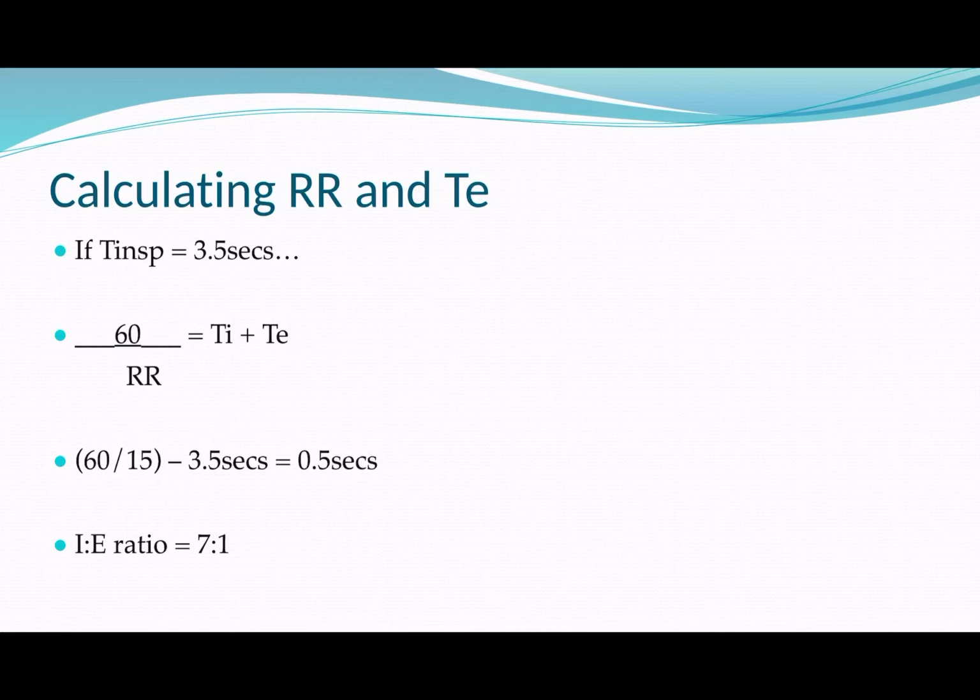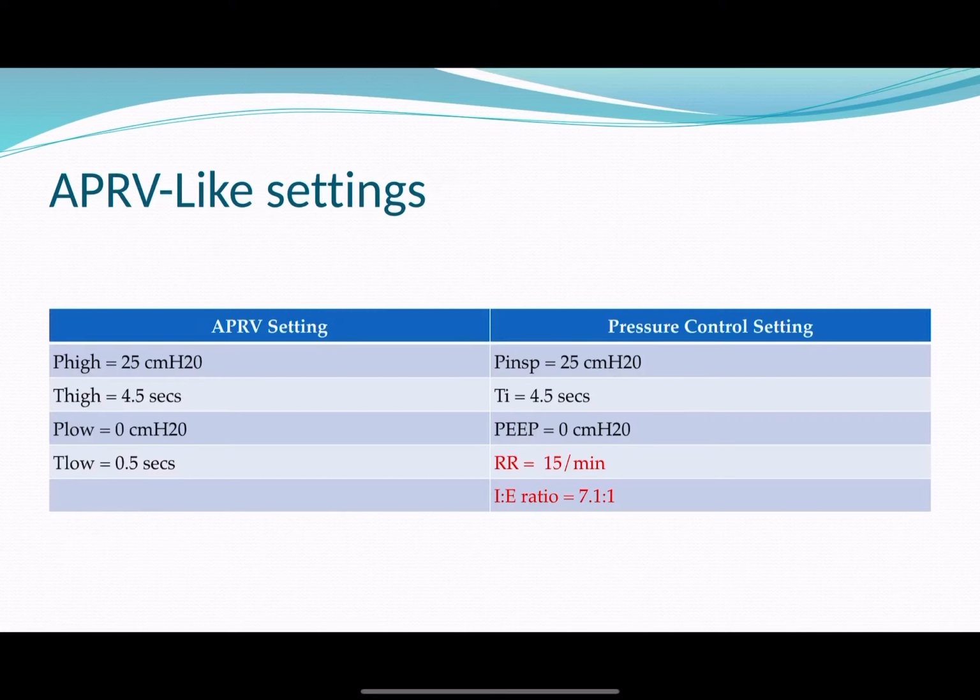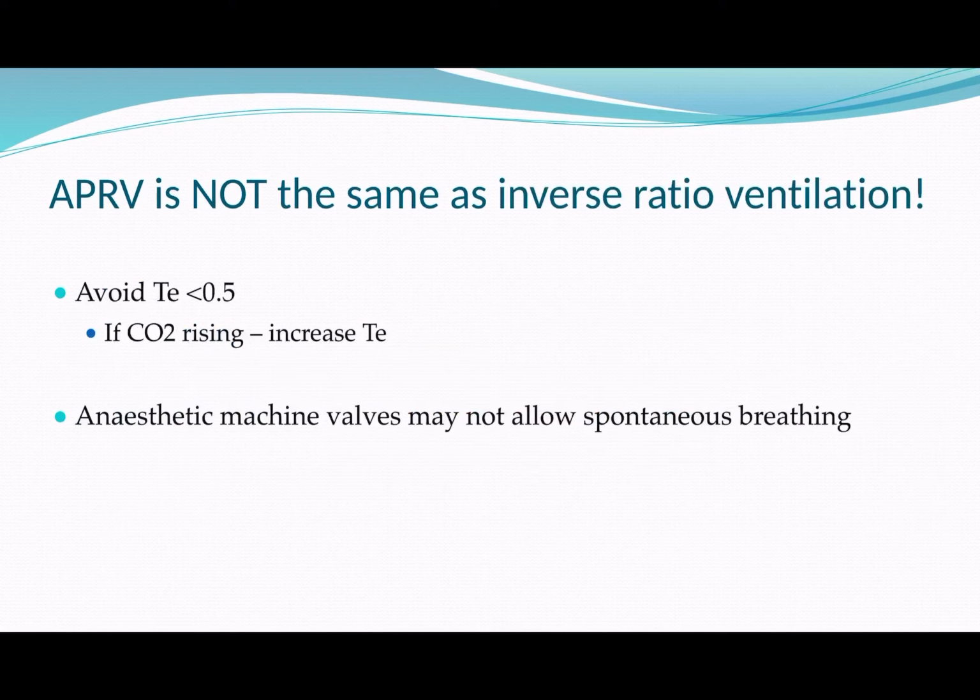So with your ventilator, you can set a respiratory rate of 15 breaths per minute and an I to E ratio of close to 7.1 to 1. That will effectively give you a TE of 0.5 seconds. So you can see that you can pretty much approximate what you're doing with APRV on an intensive care ventilator onto an anaesthetic machine.